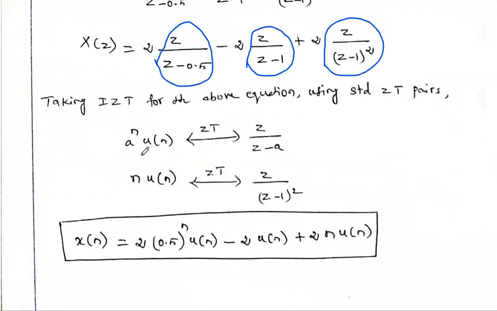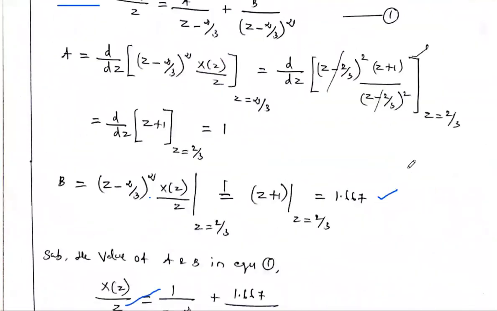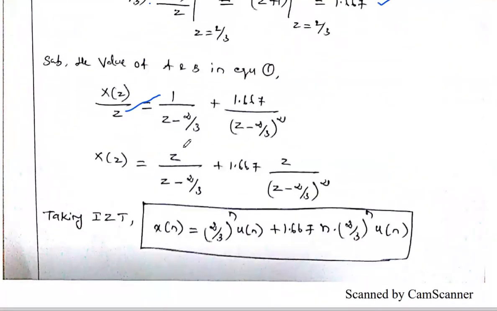Okay, you see a^n, according to this statement, a^n u[n] has the z transform z by (z - a) with ROC greater than |a|. So according to this standard z transform pair, what is the inverse z transform of z by (z - 2/3)? It's (2/3)^n u[n] plus 1.667 into, so which signal has the z transform z by (z - a) the whole square? Already I told you, n a^n u[n]. So n into a, what is the value of a? 2/3. So n (2/3)^n u[n].